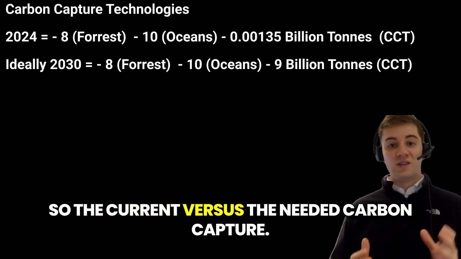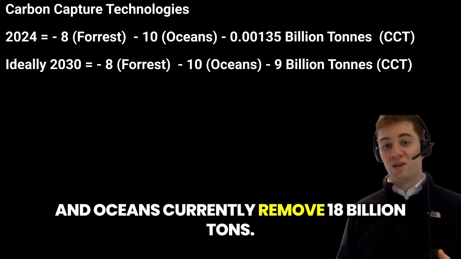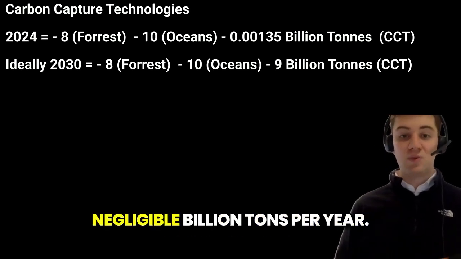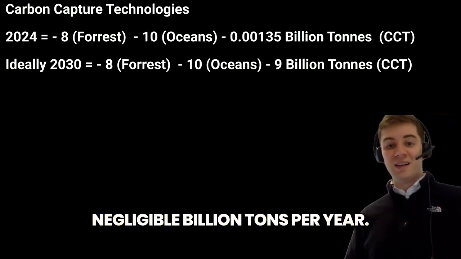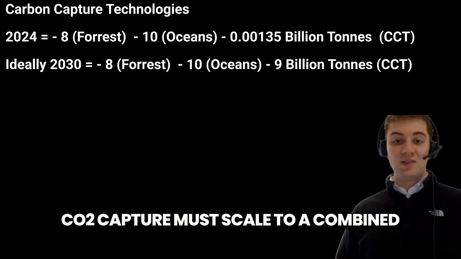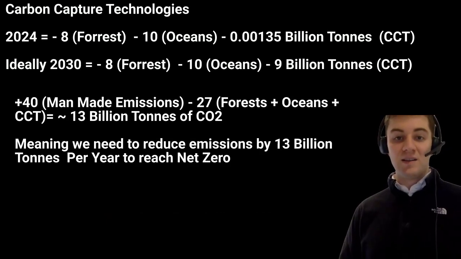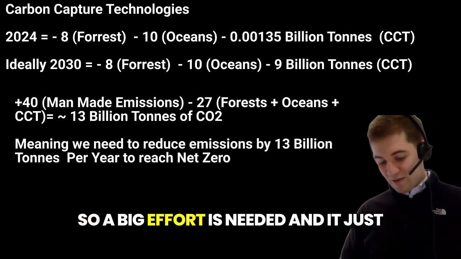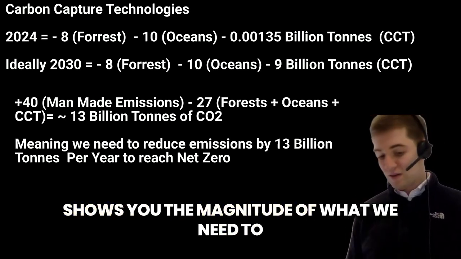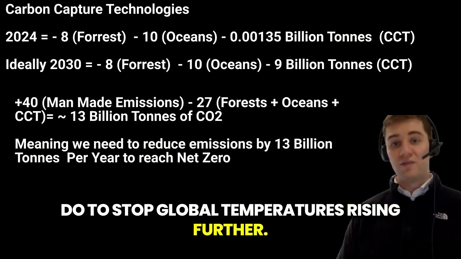So the current versus the needed carbon capture. Natural sinks, your forests and oceans, currently remove 18 billion tons. Synthetic carbon capture currently contributes a negligible amount of billion tons per year. And to achieve net zero, synthetic and natural CO2 capture must scale to a combined total of 26 to 27 billion tons. So a big effort is needed, and it just shows you the magnitude of what we need to do to stop global temperatures rising further.